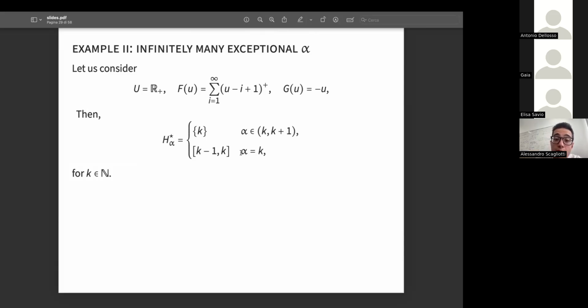But whenever alpha is an integer, we have a violation of the trade-off invariance principle, as the set of minimizers is a whole interval, and g is non-constant on the intervals. Of course, this is an academic example. It's not something coming from applications, but it's showing that we may construct also pathological situations in which we have actually infinitely many bad values of alpha.